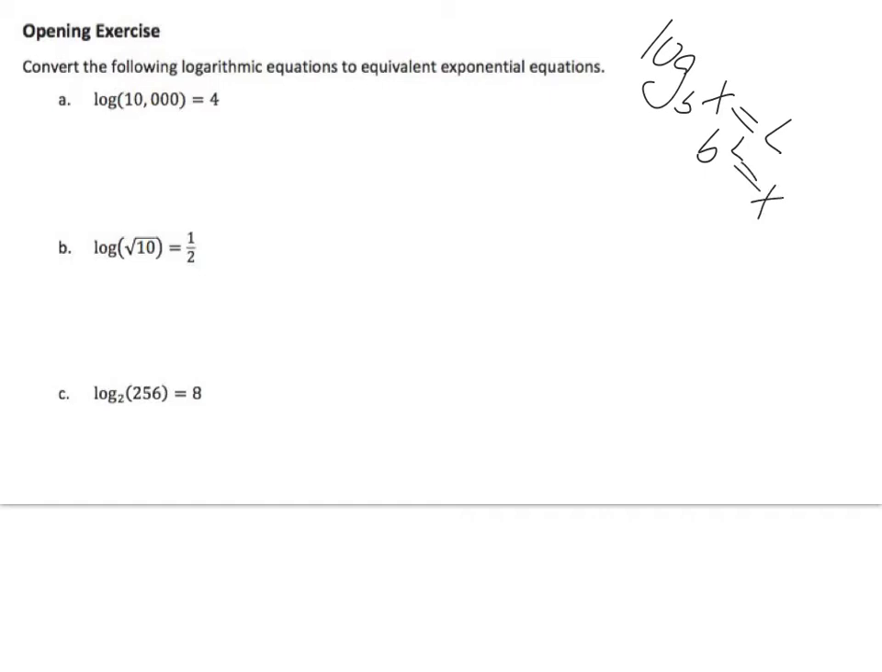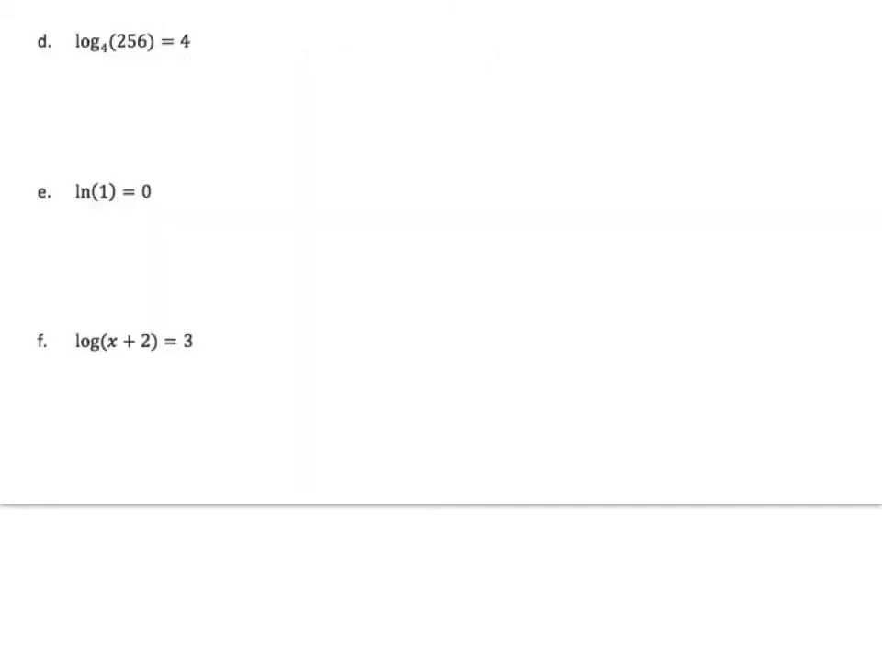I'm going to push pause. There are the first 3. Go ahead and push pause and check your work. Let's try the next 3. Here are the next 3.